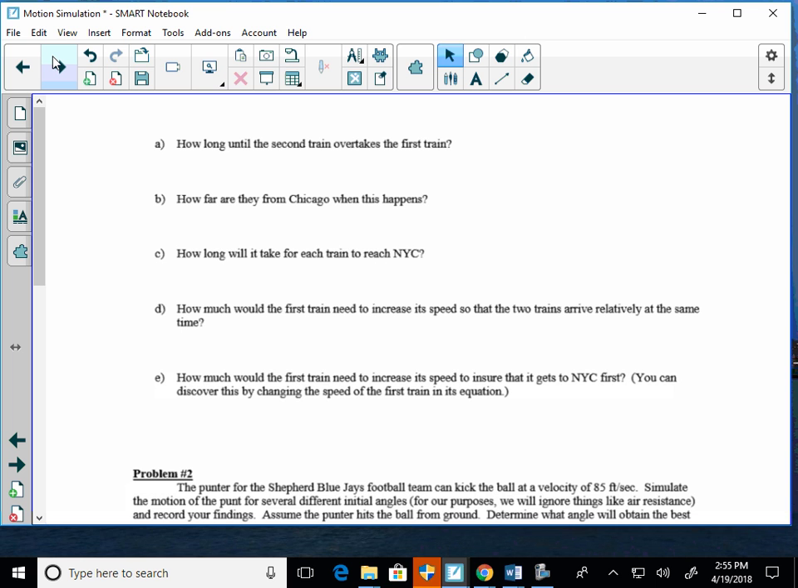We want to see where x1 and x2 are the same, at what time? T is time. So if you look at 11 and you cursor over, are they the same distance at 11 hours? Yeah. So how long until the second train overtakes the first train? 11 hours. How far are they from Chicago? They're going from Chicago to New York. How far are they from Chicago when that happens? 550. 550 miles.